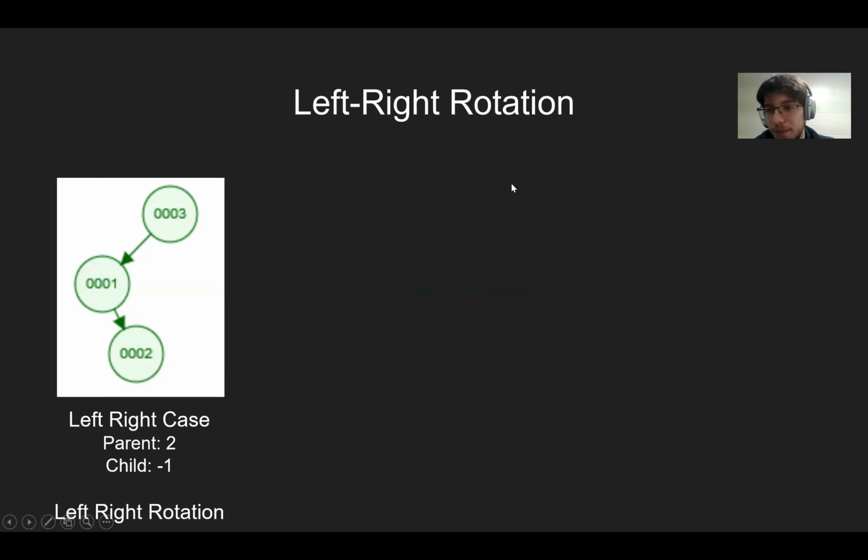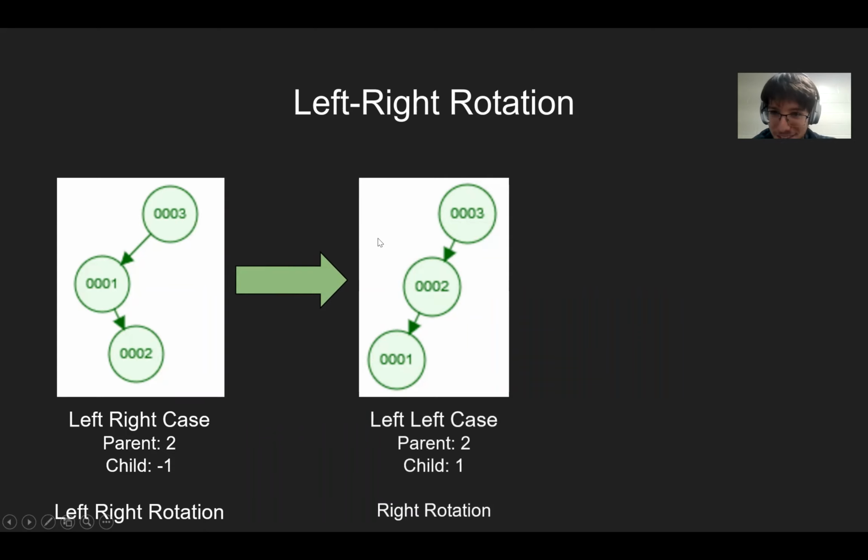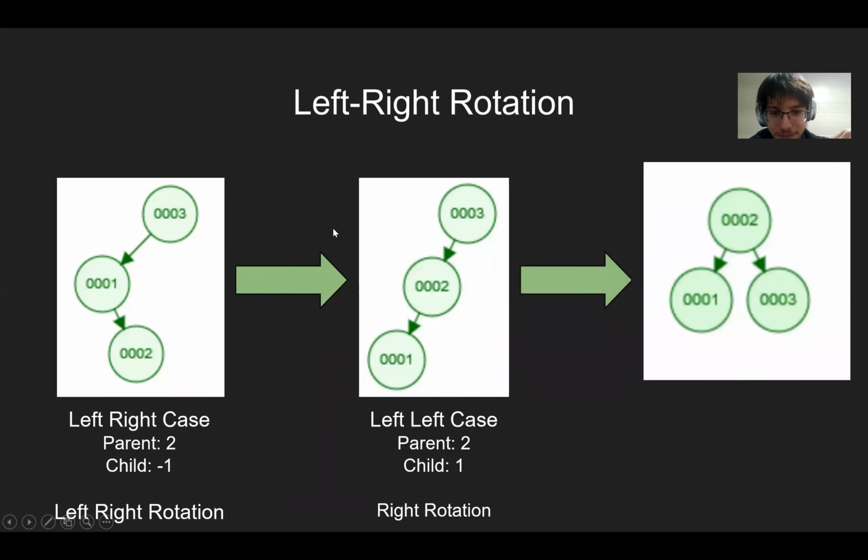Left-right rotation is a little more difficult to see. For this one, do we have a problem? Yes, because the height of the left is 2 and the height of the right is 0, and that's imbalanced. So we have 2 steps. First, we have to get ourselves into the left-left format. Then from there, we get ourselves into the balanced case. The way we do that is with a right rotation. Because the left-right rotation is just a left rotation followed by a right rotation.